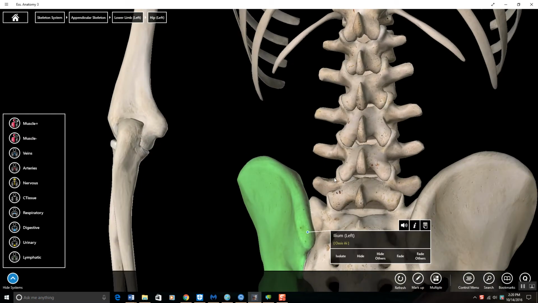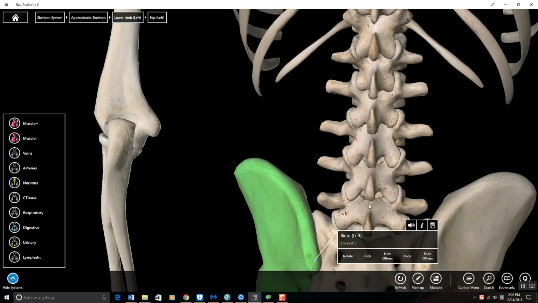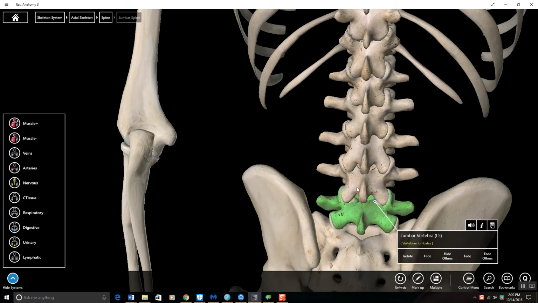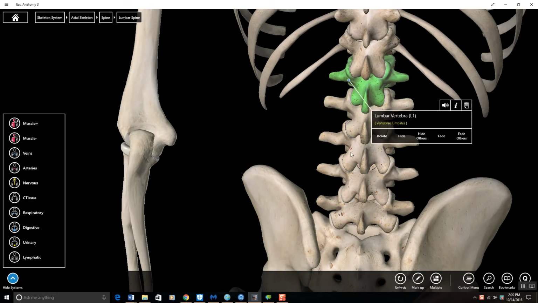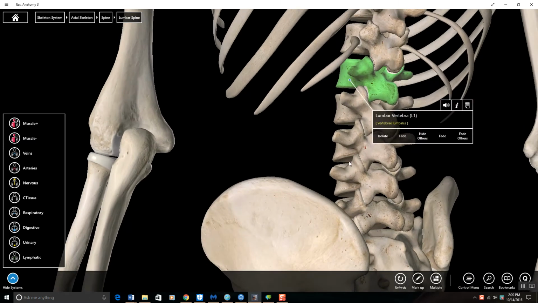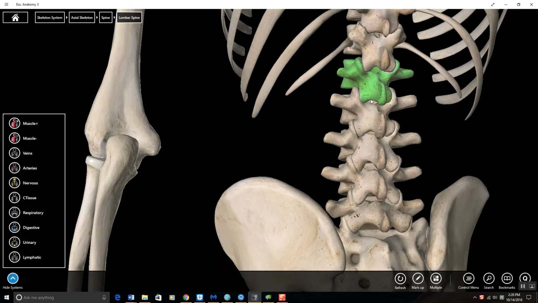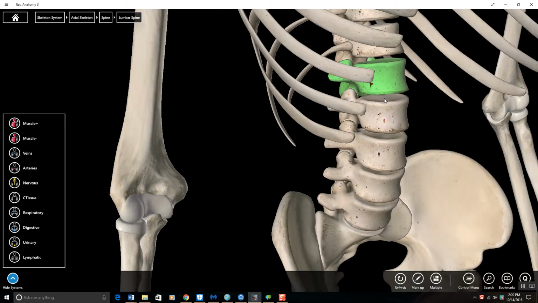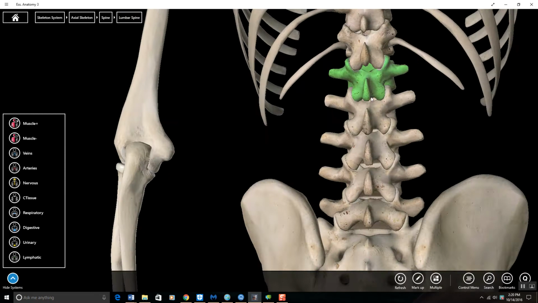So we're going to use our handy dandy anatomy app here, and we're focusing on this region right here, L5, L4, L3, L2, and L1. And that's the lower back. And you can see here that each one of these is an individual bone. So here's a vertebra, and that's the body of the vertebra, and this is the back of the spine here.